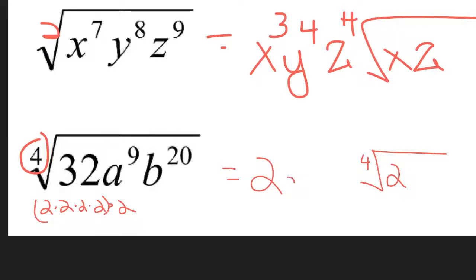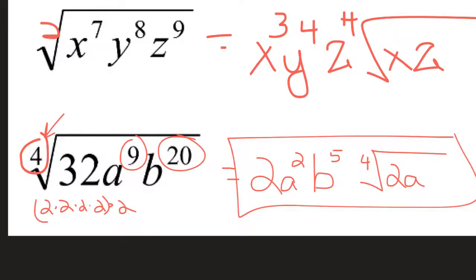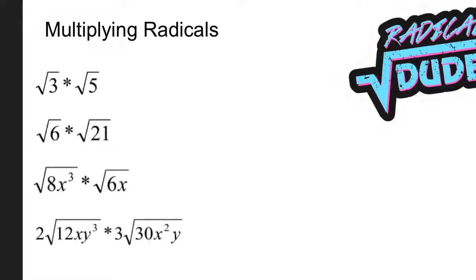And we're going to have some a's make it out. So we're talking about a total of 9 factors of a under the radical. So the question is how many groups of 4 does that make? It makes 2 groups with 1 remainder. And then on the next one, we're going to have b make it out. And there are 5 groups of 4 total. So b to the 5th is how we represent that on the outside. And there's no b's left under the radical. So there's the answer.